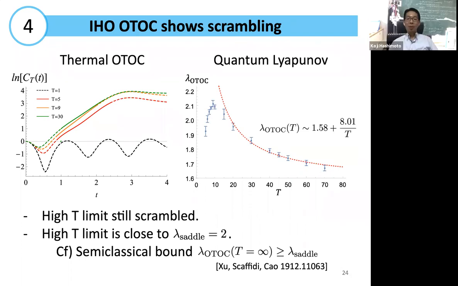I think that's a very important point, and I can borrow one argument written in this paper. In this paper, there is an argument that there should exist a semi-classical bound: the OTOC Lyapunov exponent should be larger than the classical Lyapunov exponent, which is lambda, 2 in our case. Our limit shows that it's close to 2, but it violates this bound. Anyway, the answer to your question written in this paper is as follows.